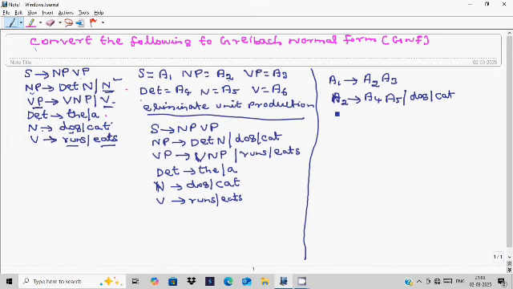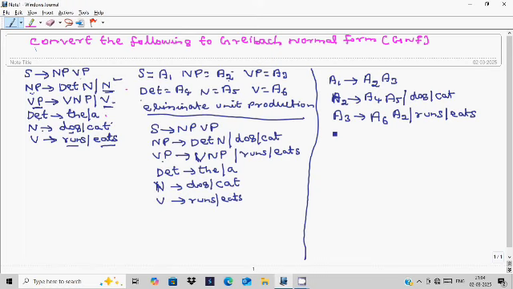Now when we go for VP, the third production, VP can be replaced by A3, and V can be replaced by A6. So A3 tends to A6 and NP can be replaced as A2. Now we have only terminals, runs and eats.